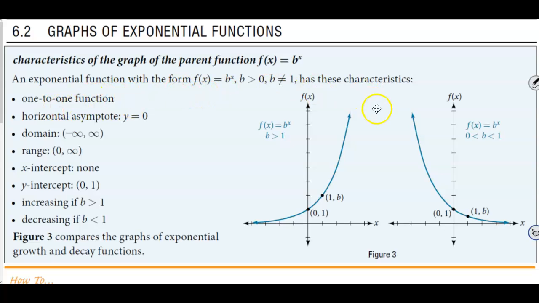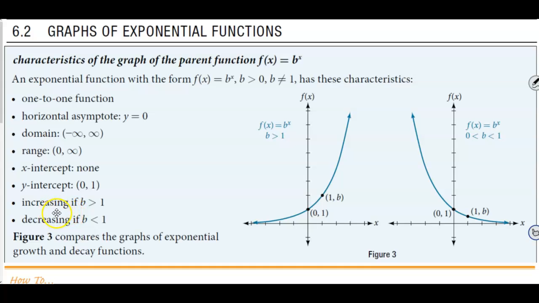First and foremost, it's a one-to-one function, so it passes the horizontal line test. It has a horizontal asymptote at y equals 0. The domain of the function goes from negative infinity to positive infinity. The range goes from 0 to infinity. There are no x-intercepts because it doesn't cross the x-axis. The y-intercept is at (0, 1).